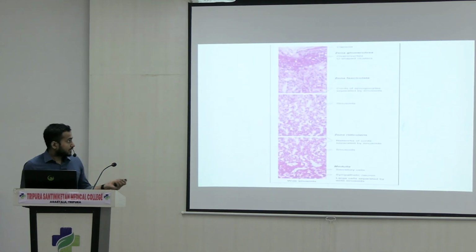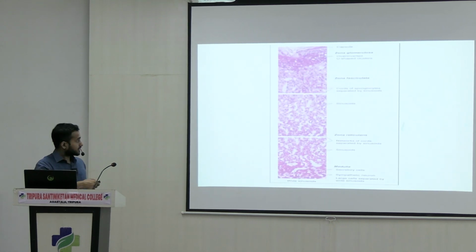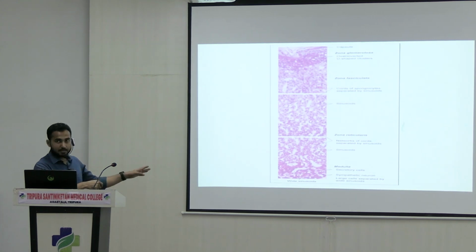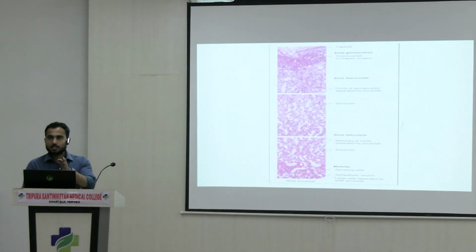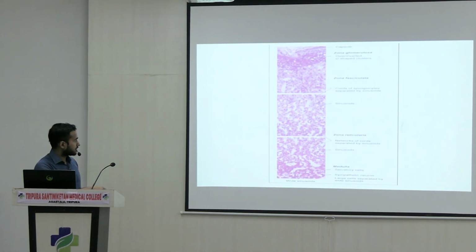Further, here you can see the diagram. In this diagram, three zones can be seen. First of all, this is the capsule. Then, under high magnification, you can see the zona glomerulosa, where inverted U-shaped clusters of cells can be seen. Next, the zona fasciculata, where columns of cells are there, and in between them the capillaries can be seen. And here you can see the zona reticularis, where networks of cords of cells are present, separated by sinusoids. And next, this is the medulla.